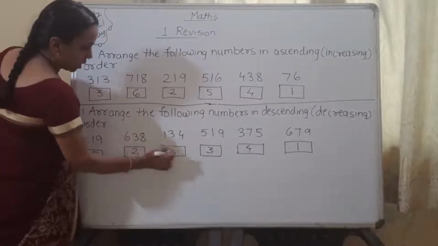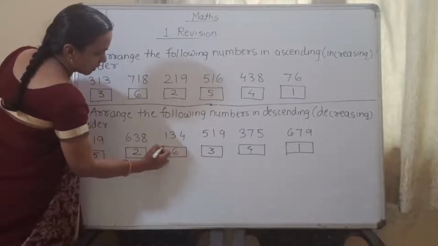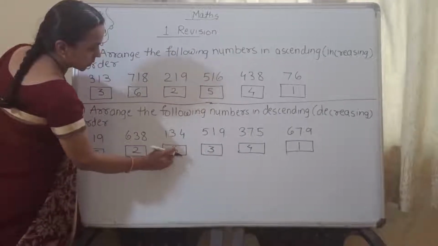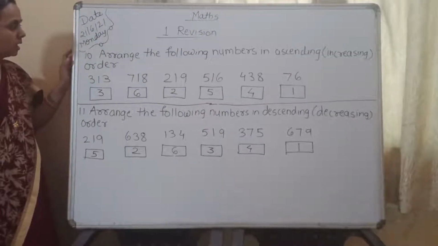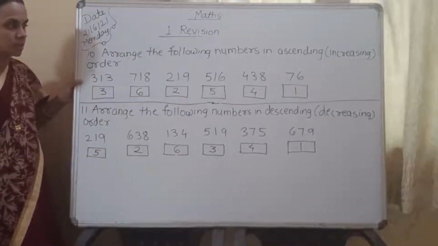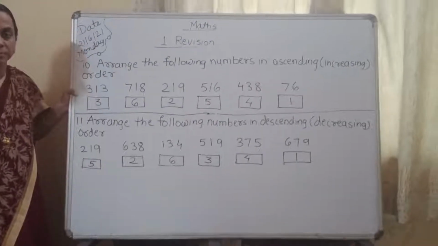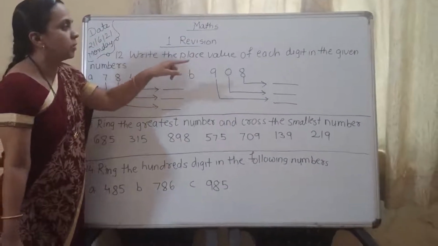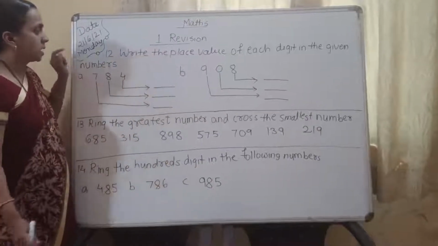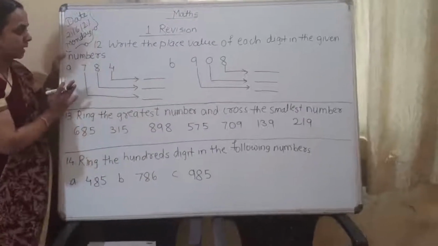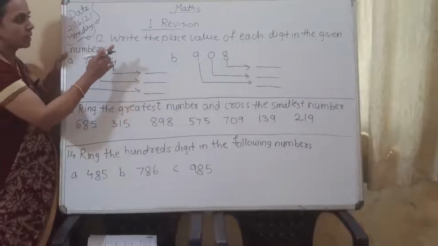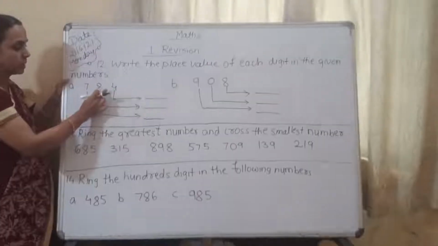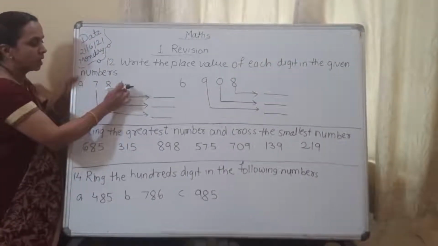134. So we have to write down here number 6. So in this way properly you write down these numbers in your textbook. Now see 12th question. Write the place value of each digit in the given numbers. So two numbers are given here. We have to write down the place value of each digit. So we have to start from the ones.